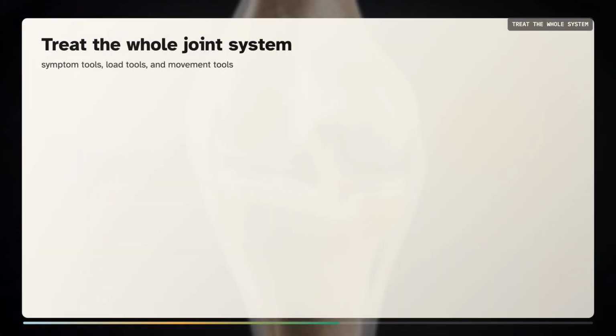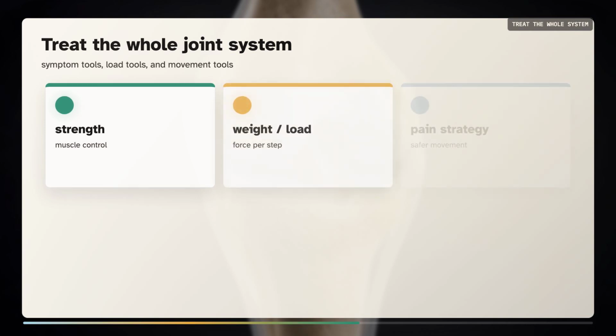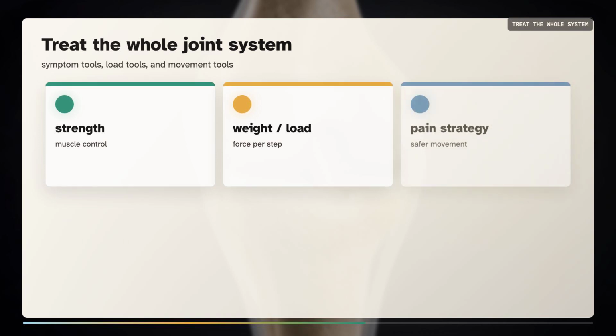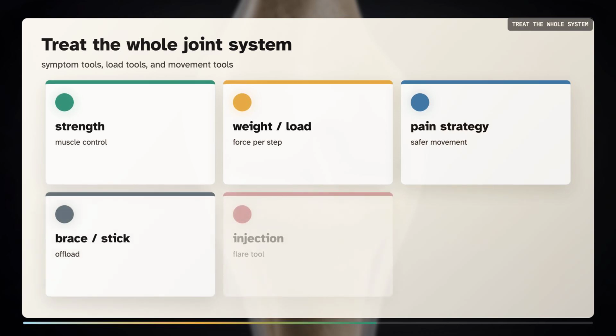Treatment starts by treating the whole joint system, not only the X-ray. Strengthening improves control. Weight reduction, when relevant, reduces load across the knee. Quadriceps and hip strengthening are not just generic advice. Better muscle control can reduce painful loading patterns and make the joint feel more stable. Activity modification should not mean giving up movement. It means finding the dose of walking, cycling, swimming, resistance work, and rest that keeps the knee active without repeatedly provoking flares.